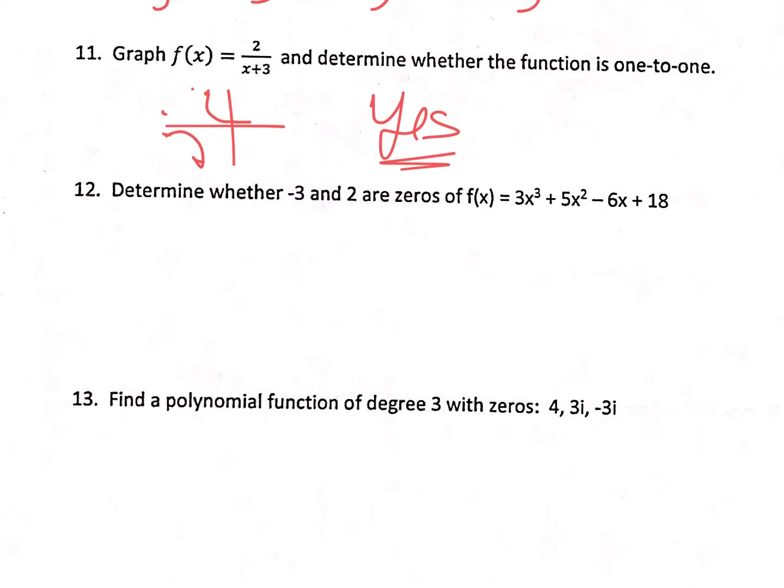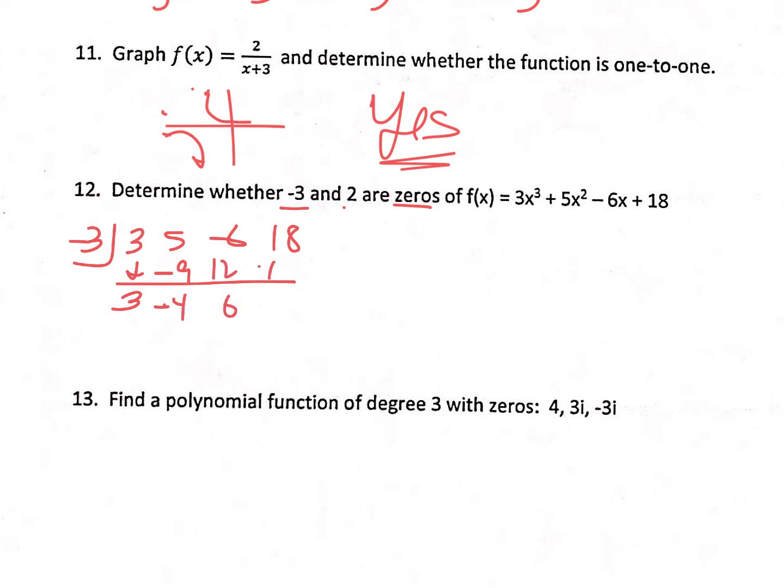Number 12, determine whether negative 3 and 2 are zeros. So I'm going to put a negative 3 in the box and see if I get a 0. Right, so do synthetic, bring the 3 down, multiply, add, multiply, add, multiply. And I do get 0. So negative 3 is a yes. It is a 0.